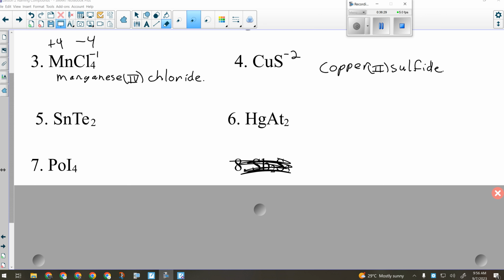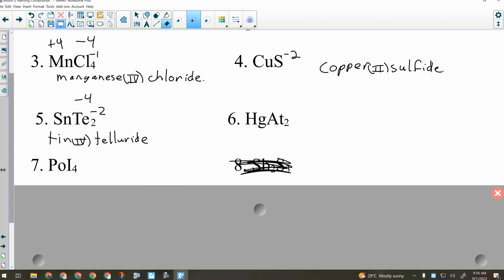All right, so looking at the last 3 here, we're going to have tin, and it's with tellurium. Tellurium is always a -2 charge, which means I have 4 negative charges. The possible charges for tin are +2 and +4. This is tin 4 telluride.